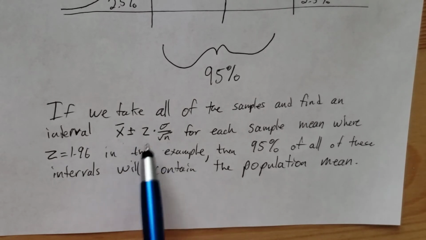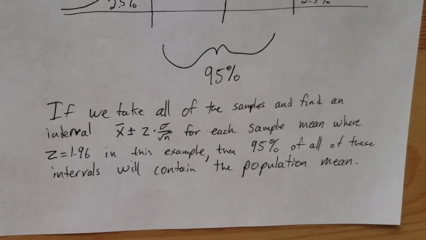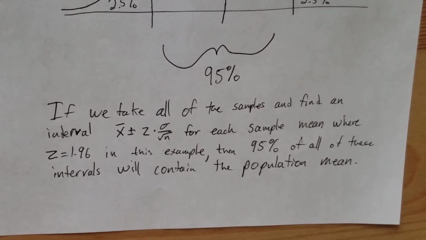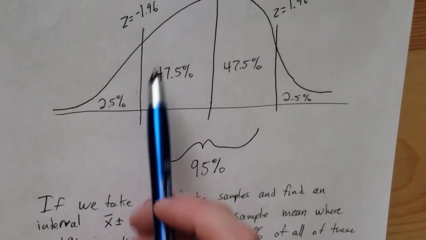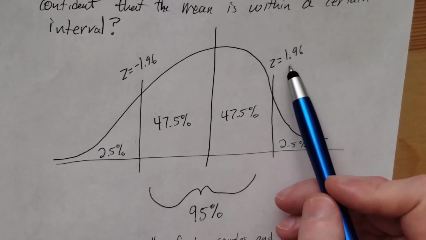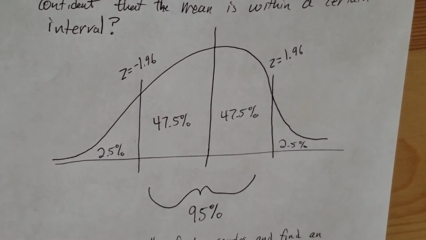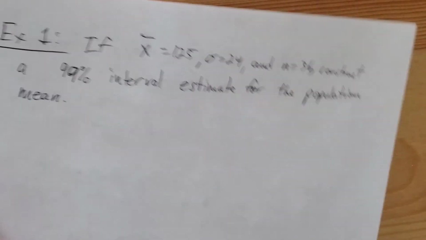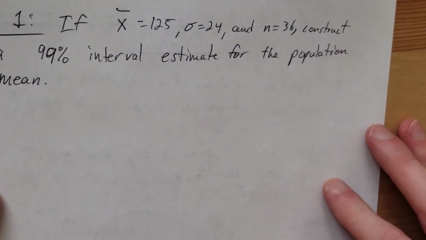If we have all of this data for a sample, then we can determine the interval for that sample. If the mean is within that interval, then we can say we are 95% confident that the mean is within that interval, as long as the z-scores we chose originally correspond to this 95% interval. So as long as we use z equal to 1.96.